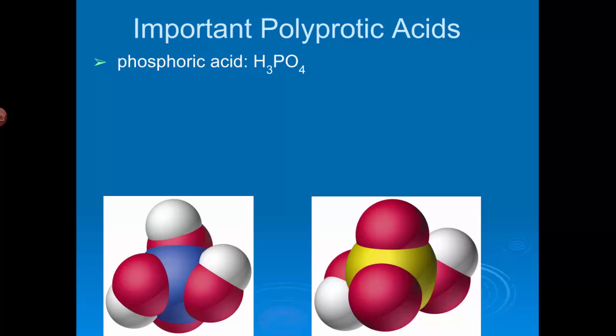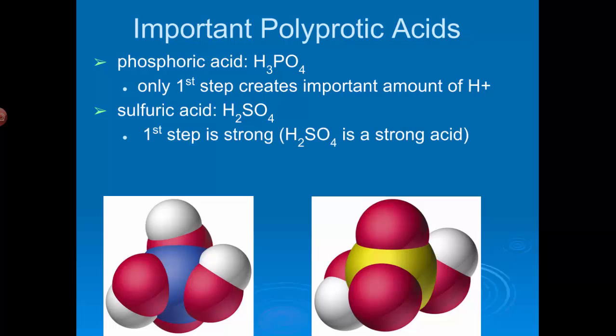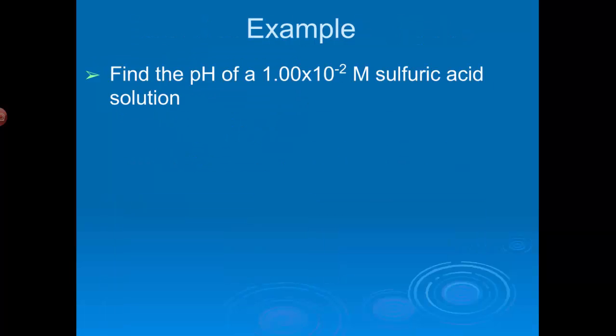Some important ones that we use all the time in lab, phosphoric acid, okay? Only the first step, the first dissociation, creates an important amount of H+. The next two dissociations, not really. Sulfuric acid, this is one that most people don't think about. We consider H2SO4 a strong acid, but it's only the first step that's strong. All of the H2SO4 goes to H+ and HSO4-. The HSO4- is a weak acid, and it can dissociate a little bit, but probably not a whole lot because you've already got a ton of H+ in solution from the first dissociation. Okay, but we need to consider that when we're doing pH calculations, etc.